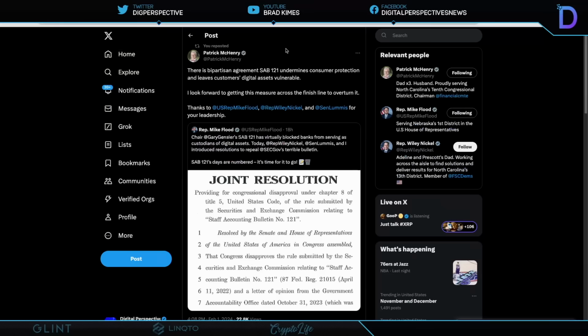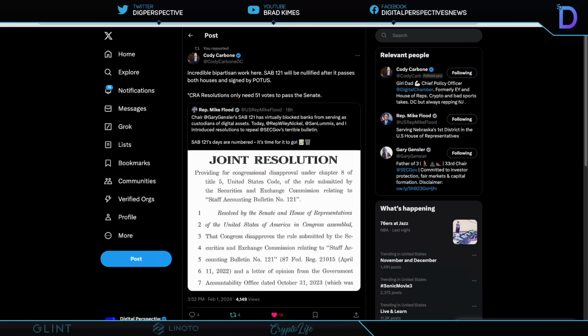This is a very big piece of news right here, ladies and gentlemen. And we got to give credit where credit's due. Shout out to Patrick McHenry and all of the other congressional officials that backed this: Mike Flood, Wiley Nickel, Senator Lummis, for their leadership. Chair Gary Gensler's SAB 121 has virtually blocked banks from serving as custodians of digital assets. Well, now with the help of all of these members of Congress and the Chamber of Digital Commerce, shout out to Cody Carbone and everybody over there, because of the incredible bipartisan work here, SAB 121 will be nullified after it passes both houses and is signed by the President of the United States.